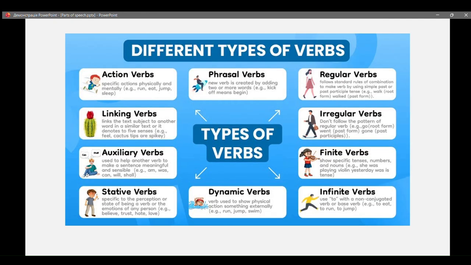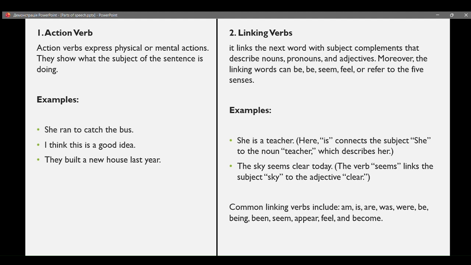We have different types of verbs. The types of verbs can be classified into various categories according to their role and function in any context. Here we have action verbs, linking, auxiliary, stative, dynamic, infinite, finite, irregular, regular, and phrasal verbs. Let's have a look at each of them.